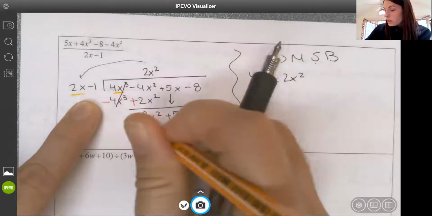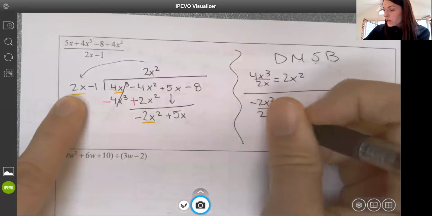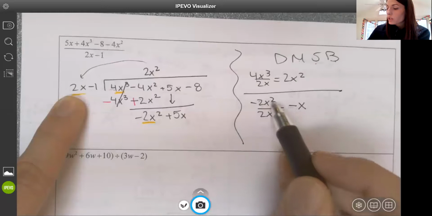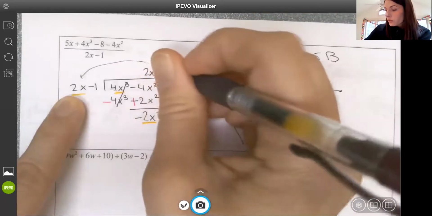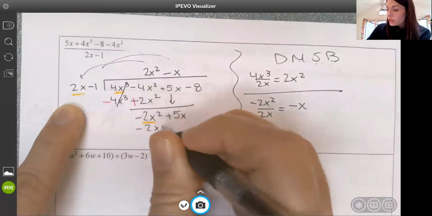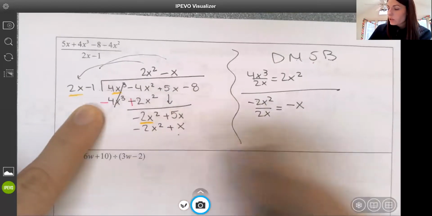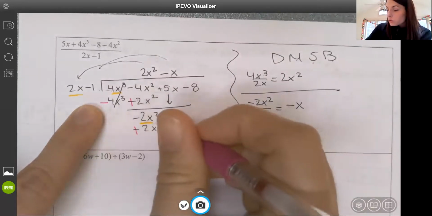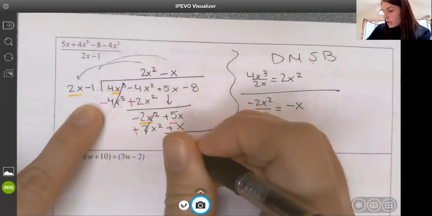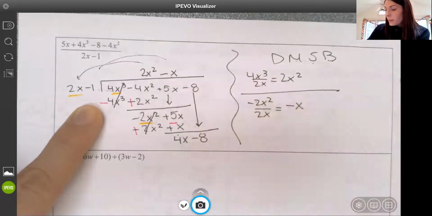Repeat the cycle. Divide. Negative 2x squared divided by 2x gives me negative x. Negative 2 over 2 is negative 1, and x squared over x is x. Take that negative x and multiply it through what's out front, which would give me negative 2x squared plus 1x, since negative x times negative 1 is positive x. Subtract changes all of our signs. These cancel, and I have 4x. Bring down minus 8.